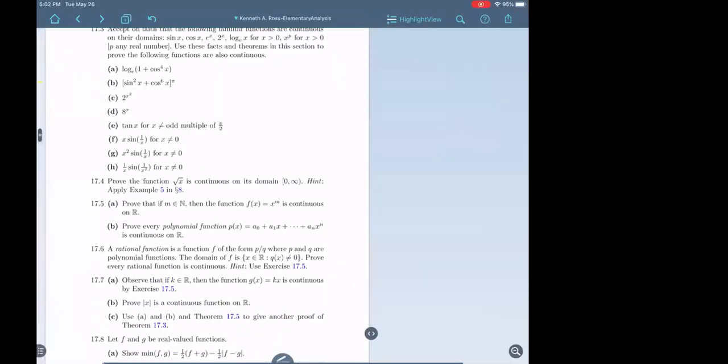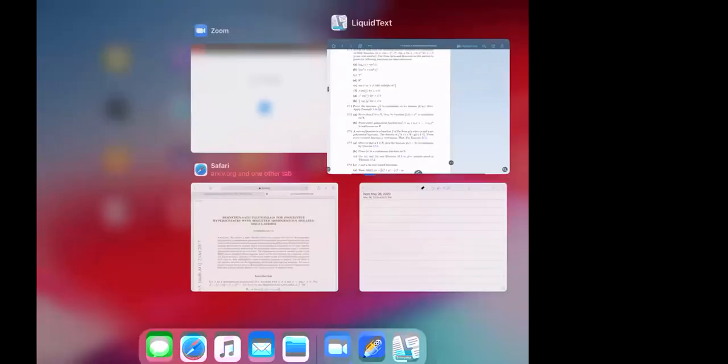Okay, so let's start off with 17.4. Let's prove root x is continuous on 0 to infinity. Problem is I don't want to divide by zero, so let's exclude the 0 case. Let c be in 0 to infinity, the open interval. Let's show it's continuous here. Let's make the 0 case something else. So we want to show root x is continuous at c.